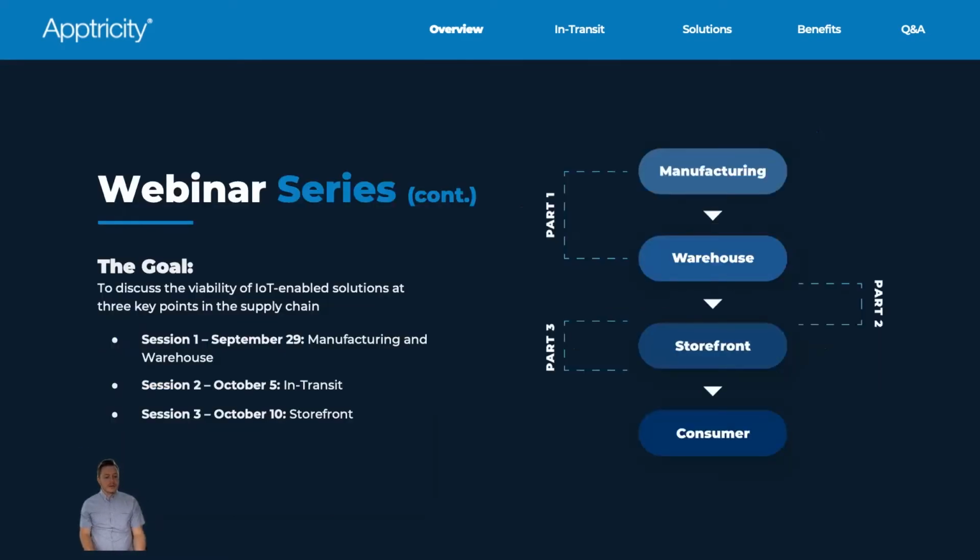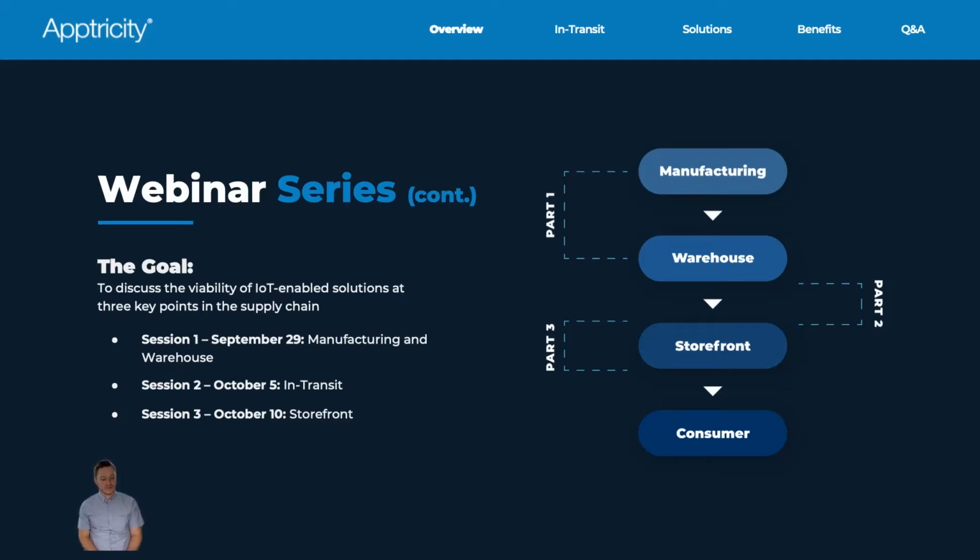So really the goal that we're trying to accomplish with this series is to discuss the viability of IoT-enabled solutions at three key points. We talked in the previous session about manufacturing and the warehouse, how you can utilize IoT devices and cloud-hosted software to connect and provide visibility, and solve some major pain points that you face in the manufacturing and warehouse side. Today's session is going to be specifically focused on in-transit visibility. How do we retain that same level of visibility that we can build out at the manufacturing and warehouse level? How do we retain that as things start to move between different sections of the supply chain?